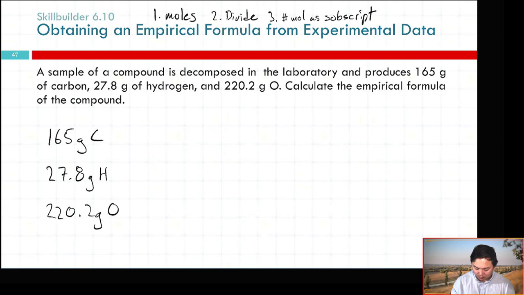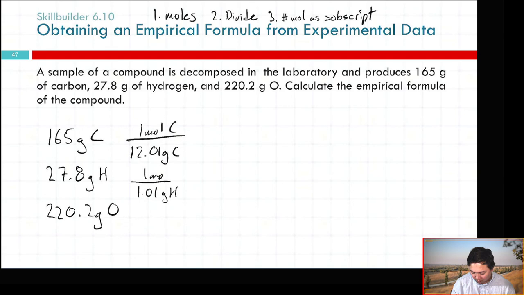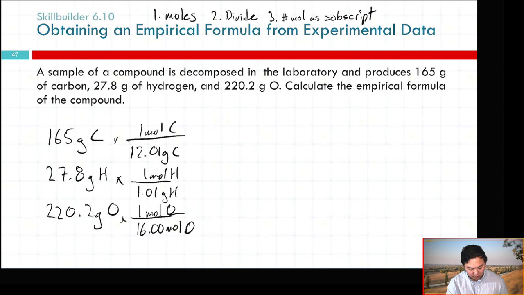So, converting to moles first. For carbon, right? 12.01 grams of carbon for 1 mole carbon. 1.01 grams of hydrogen for 1 mole hydrogen. We can just do all of these in parallel. And then for 1 mole of oxygen, 16.00 grams oxygen. Okay. Then we'll multiply, and that's going to equal, we'll just do it for each of these, 165 divided by 12.01.